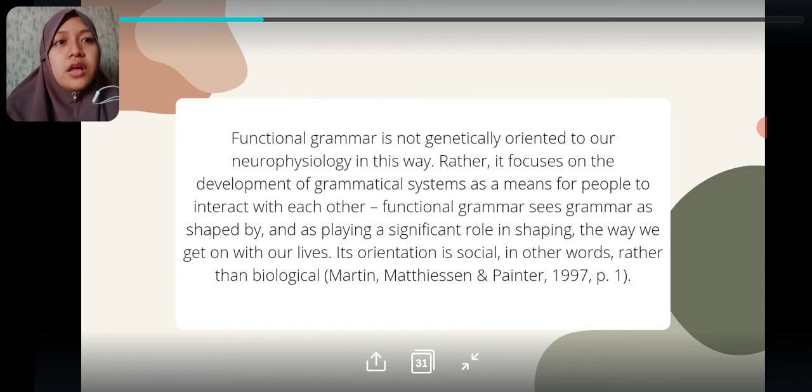Functional grammar is not genetically oriented to our neuropsychological makeup. Rather, it focuses on the development of the grammatical system as a means for people to interact with each other. Functional grammar sees grammar as shaped by, and as playing a significant role in shaping, the way we get on with our life. Its orientation is social, in other words, rather than biological.